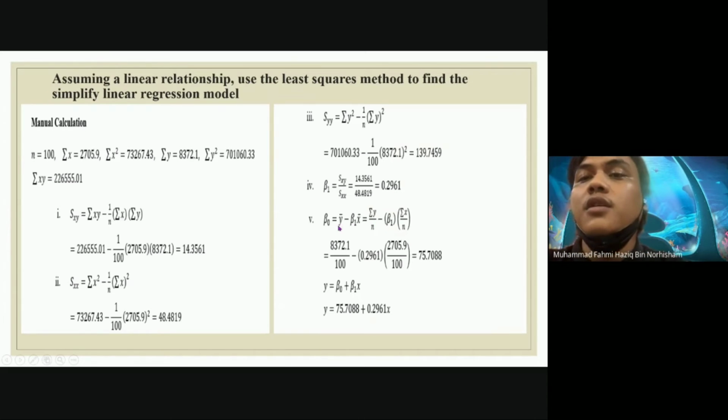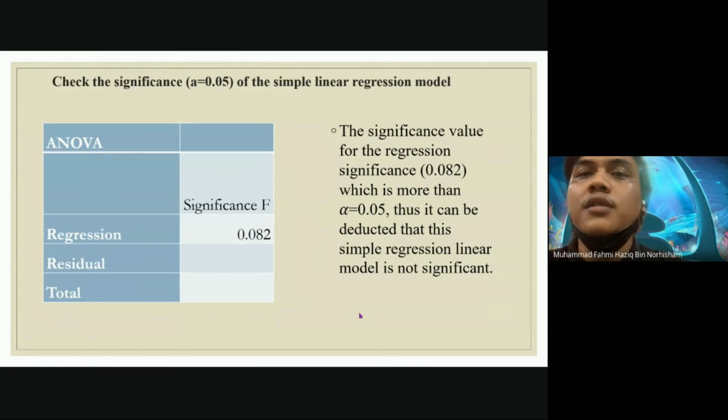For beta 1, we use this formula and we get 0.2961. For beta 0, we use this formula and we get 75.7088. So we get y equals 75.7088 plus 0.2961x. That's all from me.